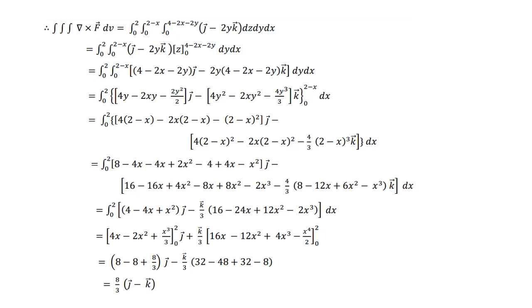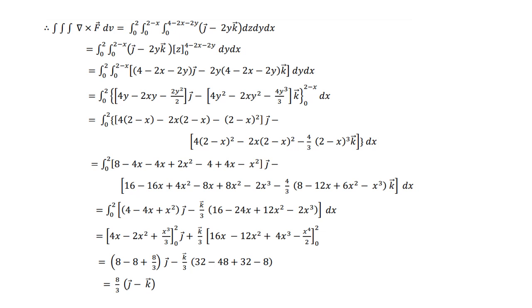So by first integrating the innermost one with respect to z, we will be getting the answer as integral 0 to 2, 0 to 2 minus x, (j vector minus 2y k vector) z with the lower limit 0 and the upper limit 4 minus 2x minus 2y, dy dx. Now by applying the value over it, we will be getting the answer as integral 0 to 2, 0 to 2 minus x, (4 minus 2x minus 2y) j vector minus 2y (4 minus 2x minus 2y) k vector dy dx.